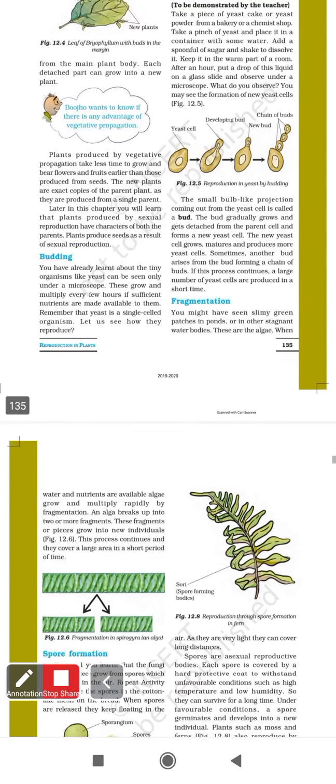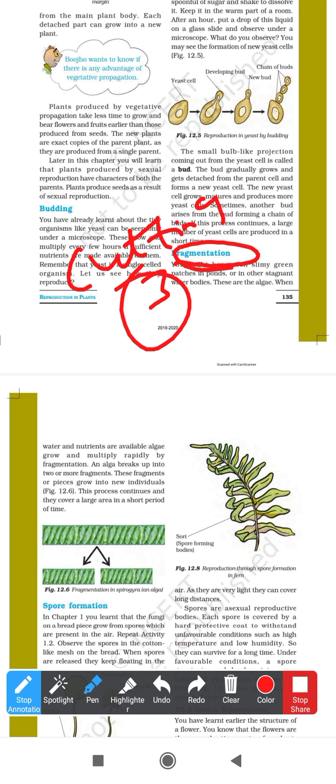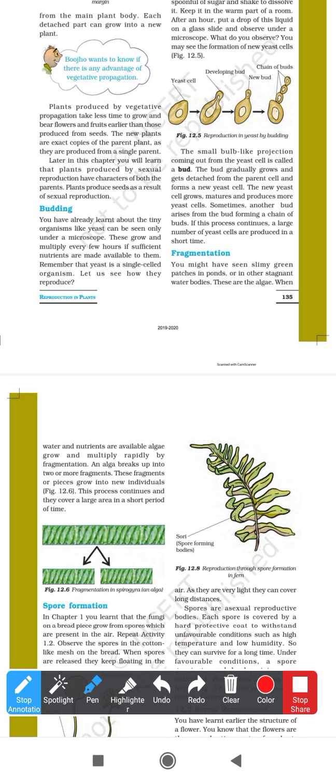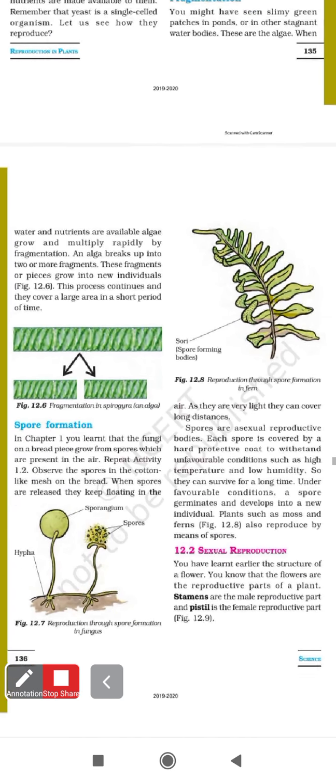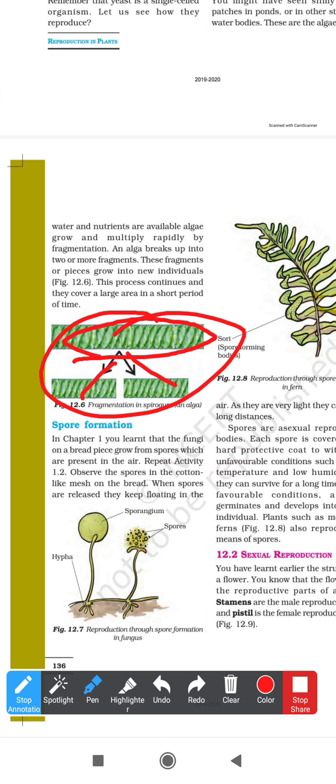And the third type of asexual reproduction is fragmentation. The simple English meaning of fragmentation is cutting. Okay, fragment means to cut, right? So what happens? The best example is given by the figure over here. You can see, what happens in fragmentation? This is a large algae. Here it gets cut into two parts, right?